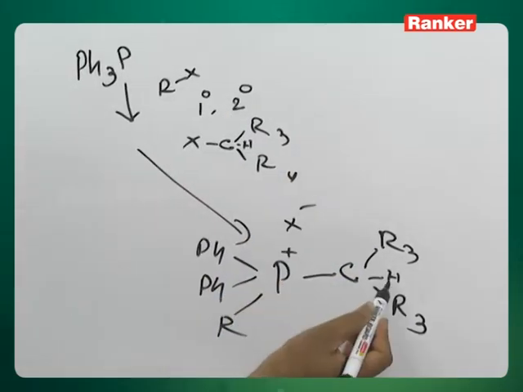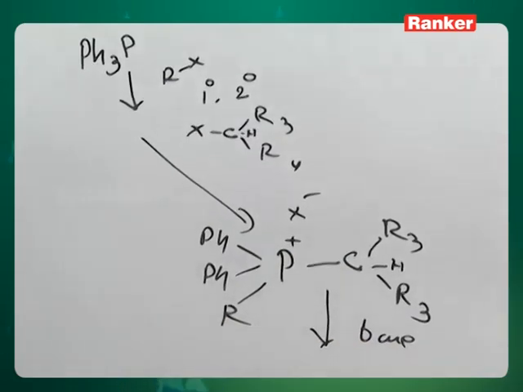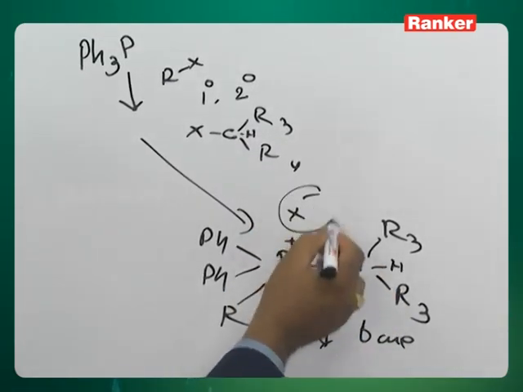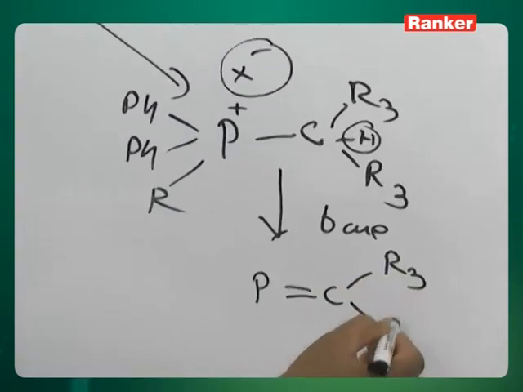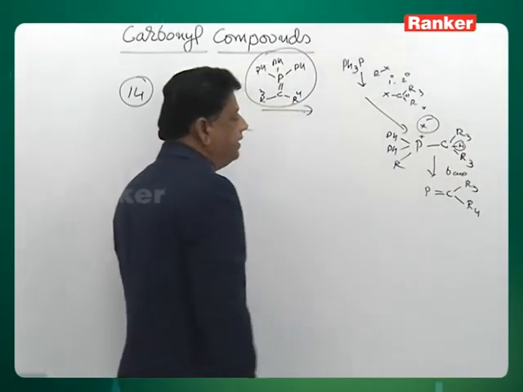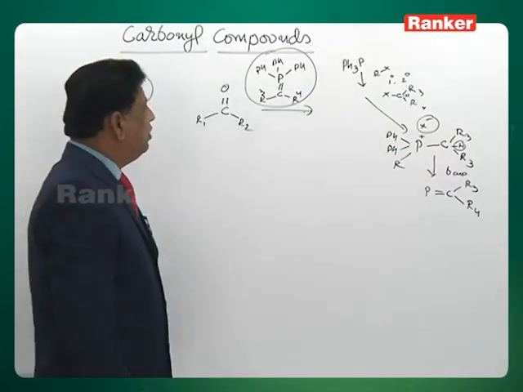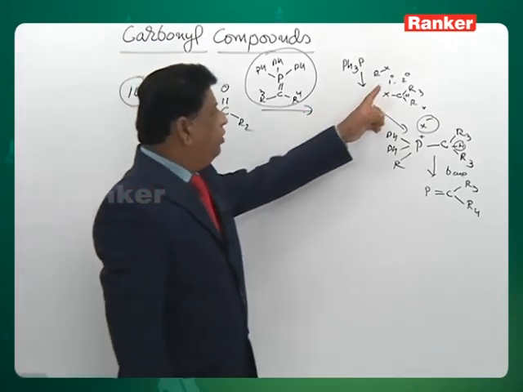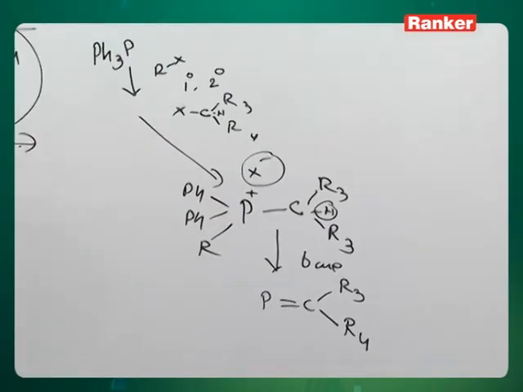This X minus and H plus will be removed in the presence of a strong base. A base is suggested there. So elimination of this X and H will give a double bond formation. For the carbon containing R3 R4, 2 R's should be there so that the hydrogen can be eliminated. If all alkyls are there, this hydrogen cannot be eliminated. Therefore, what type of alkyl halides are useful? Only 1 degree and 2 degree. When I use this halide, what happens next?